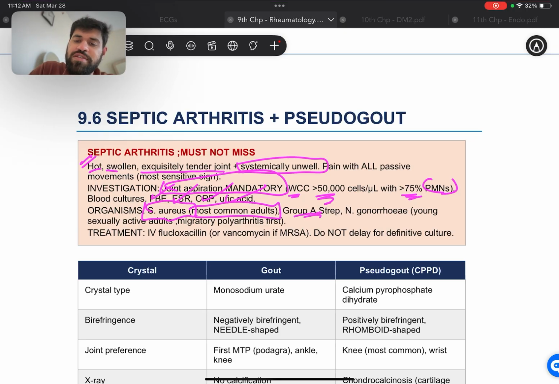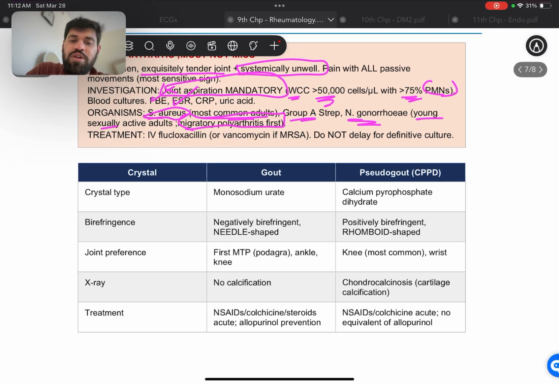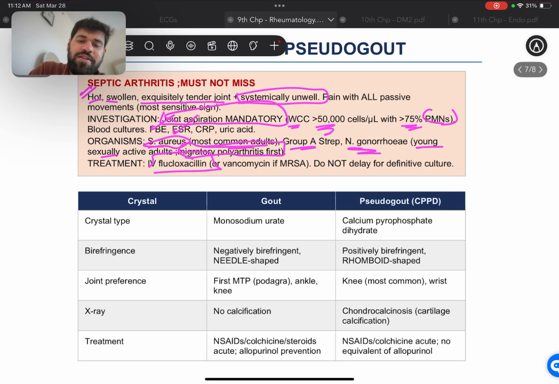Group A Streptococcus and Neisseria gonorrhoeae are more common in young sexually active adults, especially if they have migratory polyarthritis first. So group A strep or Neisseria gonorrhoeae in young patients if they have migratory polyarthritis first, and Staphylococcus aureus if it's an older generation. Then the treatment is going to be IV flucloxacillin, or vancomycin if it's MRSA, and we do not delay for definitive culture. We just start the treatment.